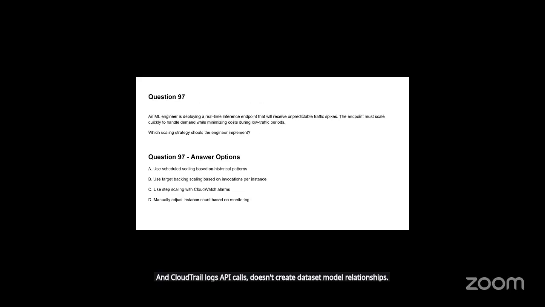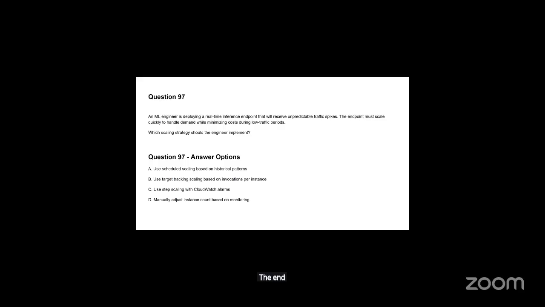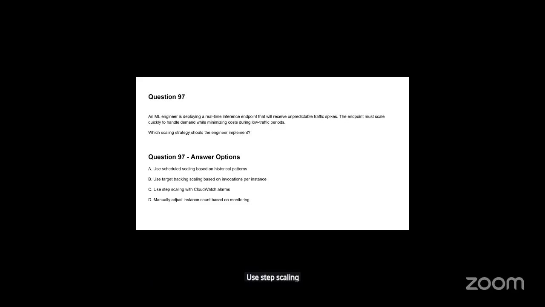97. An engineer is deploying a real-time inference endpoint that will receive unpredictable traffic spikes. The endpoint must scale quickly to handle demand while minimizing costs during low traffic periods. Which strategy should be implemented? Use scheduled scaling, use target tracking scaling, use step scaling, manually adjust instance count.